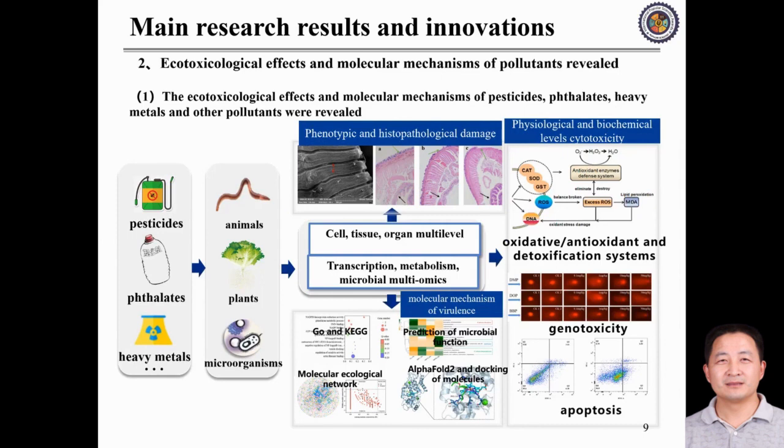In response to scientific question 2, we integrated traditional toxicology indicators at multiple levels and multi-omics techniques to reveal the ecotoxicological effects and molecular mechanisms of typical pollutants such as pesticides, antibiotics, and heavy metals, on soil animals such as earthworms, plants such as wheat and rice, and microorganisms such as bacteria.